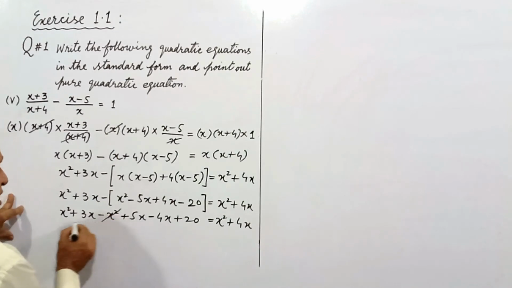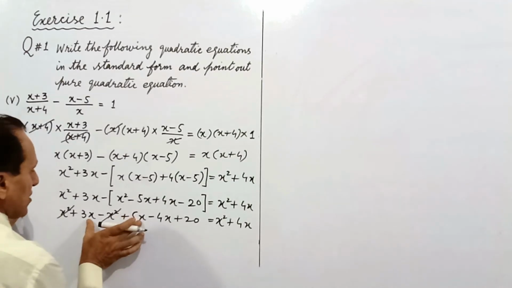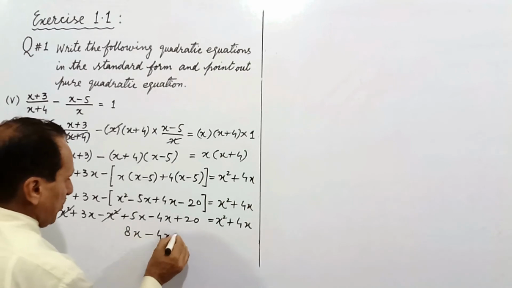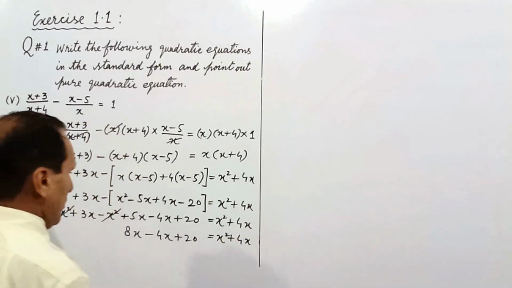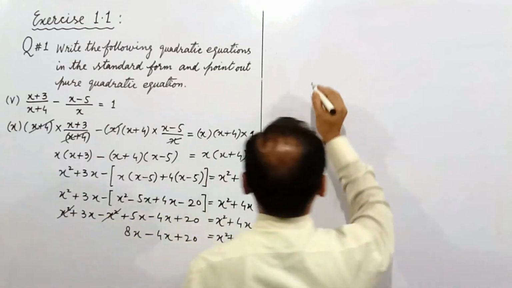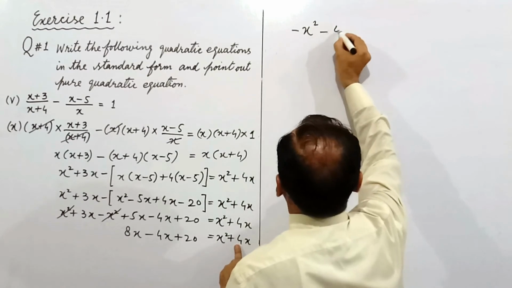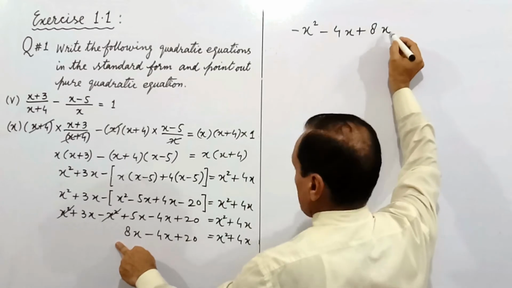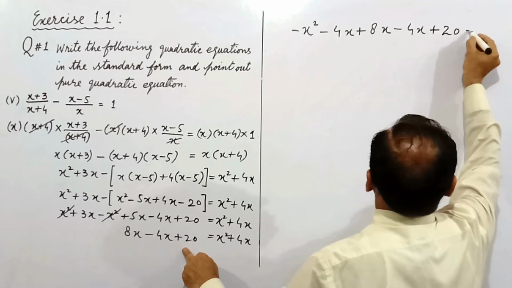Like terms having different signs are cancelled in the same step, and 3x plus 5x like terms, we do addition, 8x minus 4x plus 20 is equal to x square plus 4x. We take this x square plus 4x to the left hand side, and that will become minus x square minus 4x plus 8x minus 4x plus 20 is equal to 0.